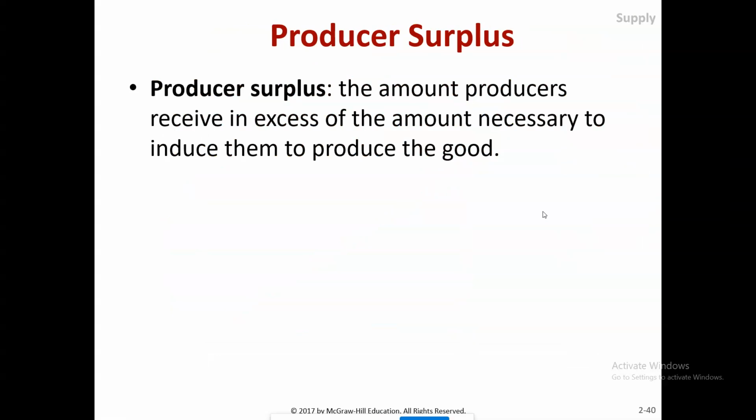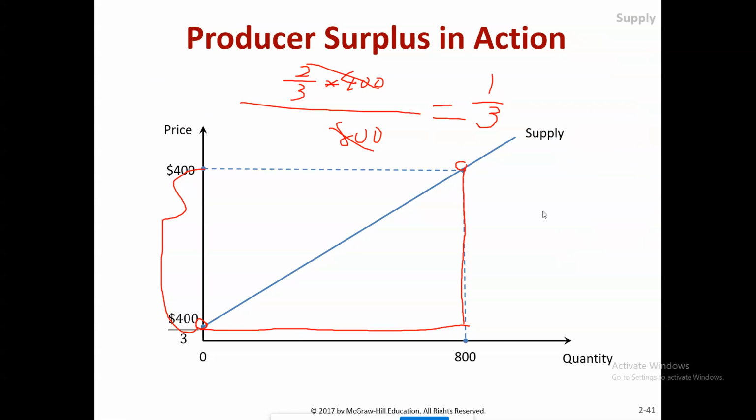Now we want to talk about the producer surplus. Producer surplus is the amount producers receive in excess of the amount necessary to induce them to produce the good. So we need a supply curve. For example, if the market equilibrium price and quantity are $400 and 800 units, this is equilibrium.